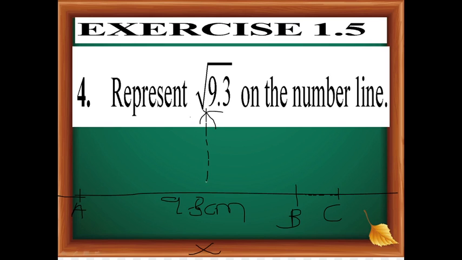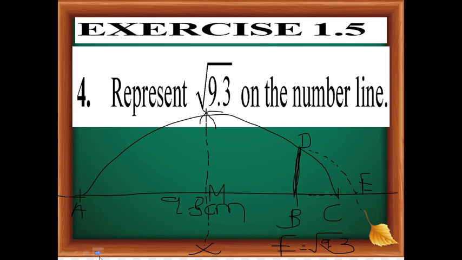Make this midpoint M and, taking AM as radius, draw a semicircle of AC. After that, draw a perpendicular at B and name it BD. Taking the radius BD, cut an arc on the line, that is E. Then E is root 9.3. I think you understood. I have solved this two times. If you have not understood, you can watch the video again.